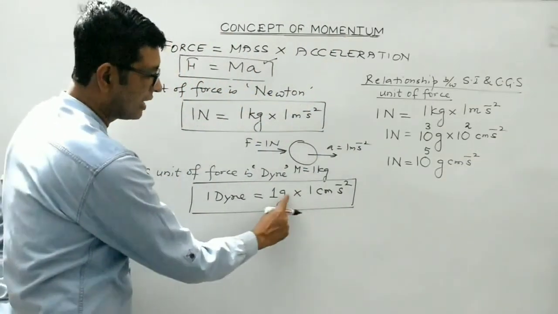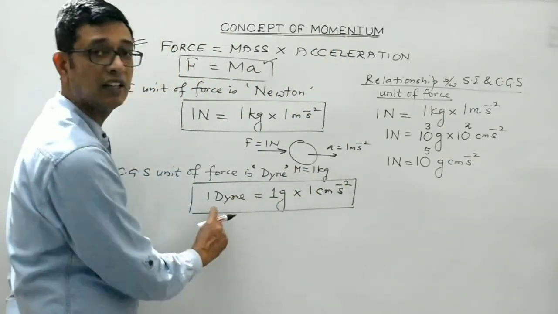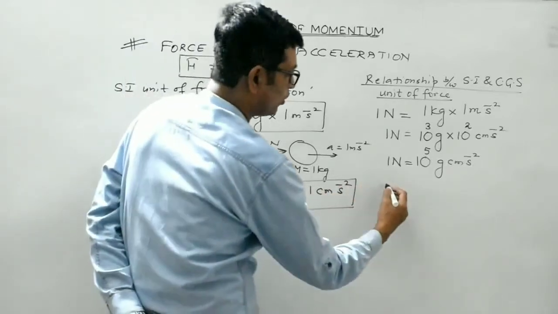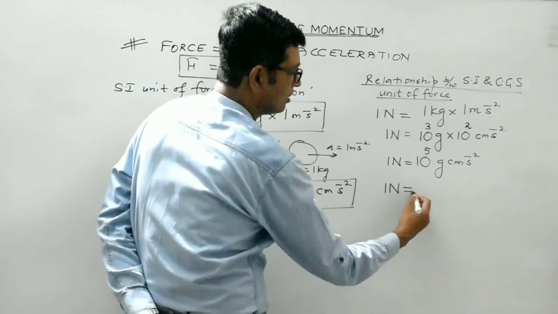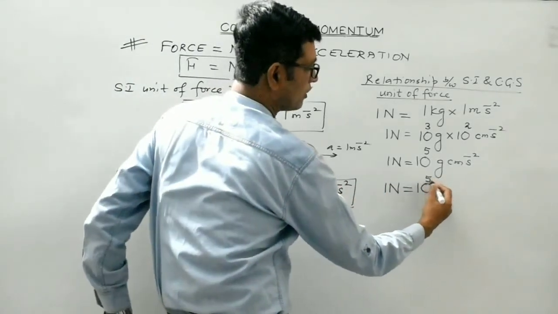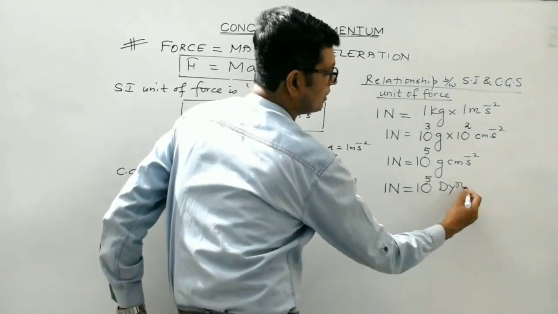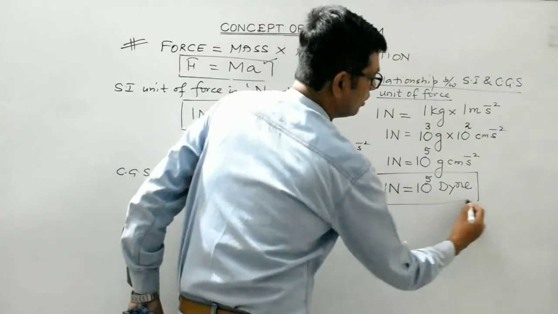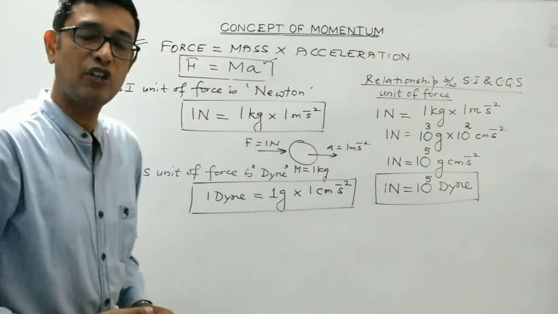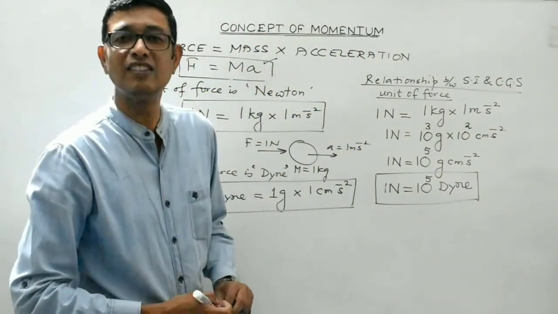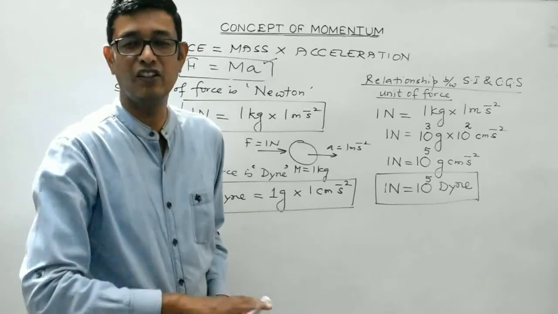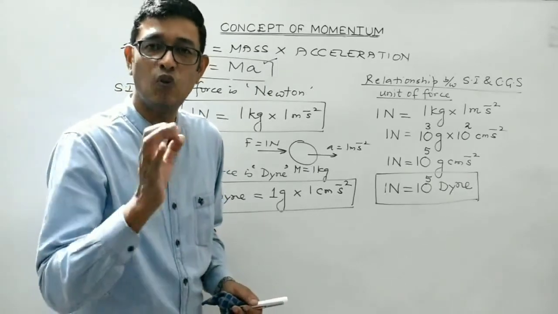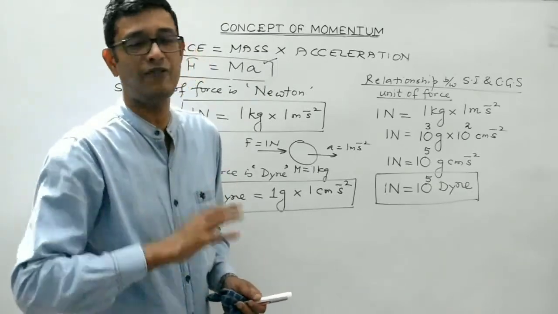And students, gram centimeter per second square is known as dyne. Therefore what you get is 1 Newton is equal to 10 raised to the power 5 dynes. This is a very, very important relationship. Newton is the SI unit of force, while dyne is the CGS unit of force. And the relationship between these is 1 Newton is 10 raised to the power 5 dyne.